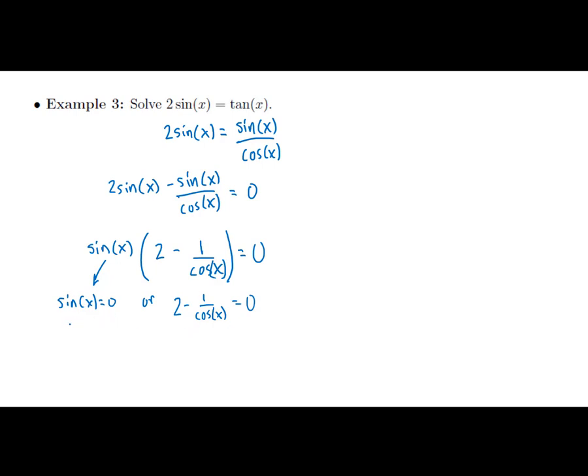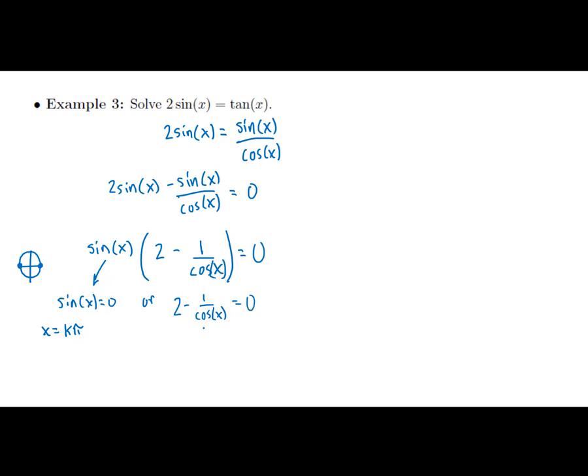So let's start with this one because it looks much easier. When is the sine 0? Well, the sine is 0 on the unit circle at 0, and at pi, and at 2 pi, and at 3 pi, and so on. So I know that the solution to this is x is equal to all copies of pi. We can see that right there on the unit circle. So that's really nice and simple.